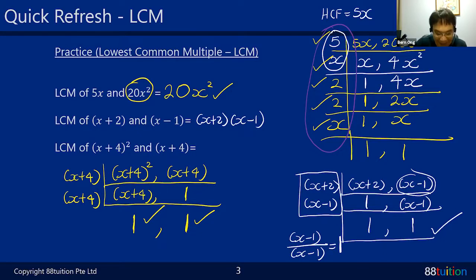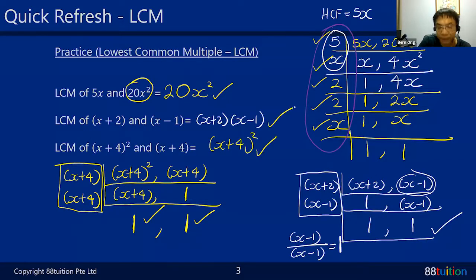So yes, the answer is x plus 4 times x plus 4, which is x plus 4 squared. Very good. This is the LCM. Very important to know what the LCM is. Some of your Sec 3, Sec 4 seniors still ask what is LCM. They think that everything is so difficult. It's not. It's because they never paid attention in Sec 1. For you, you're lucky. You're still in Sec 1, Sec 2, you pay attention, nothing will go wrong. Sec 3, Sec 4 will be easy for you.